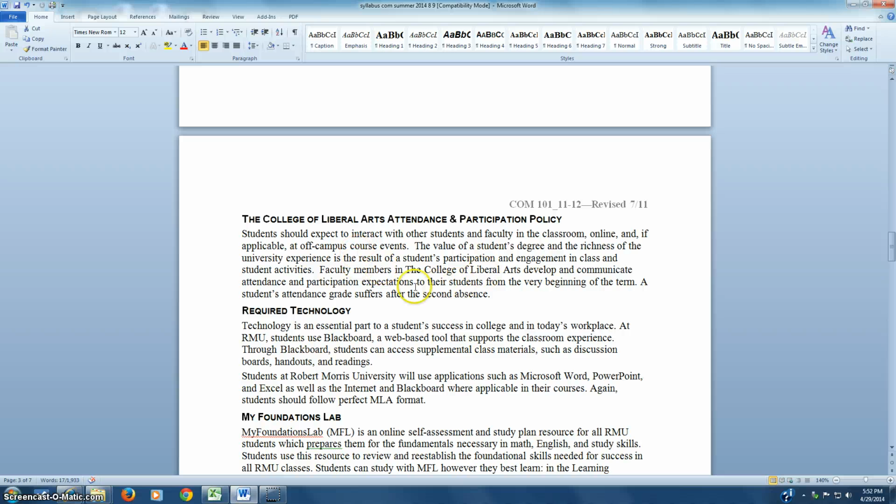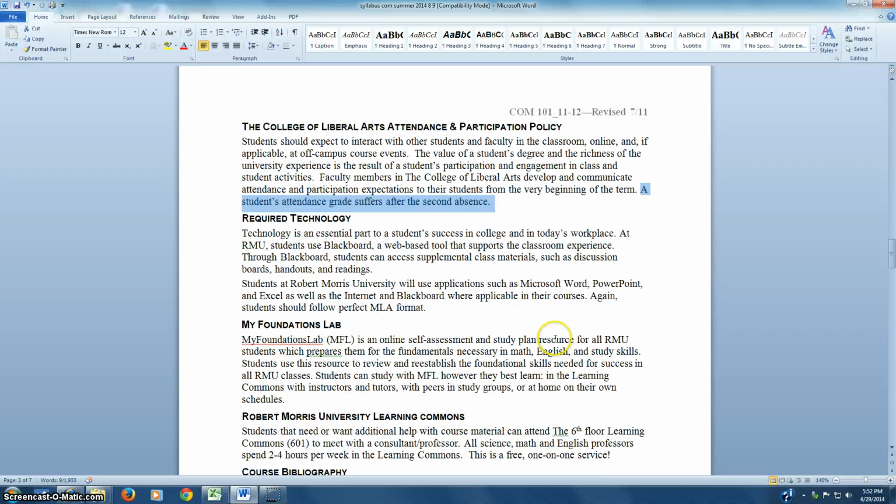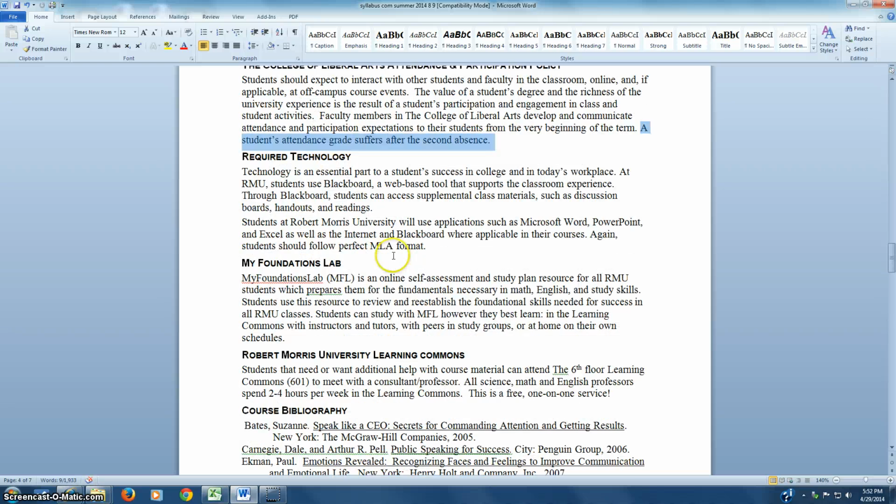We want you to be at class. It's very important. We only meet a certain number of times throughout the quarter. A student's grade suffers in the attendance part of the grade after the second absence.